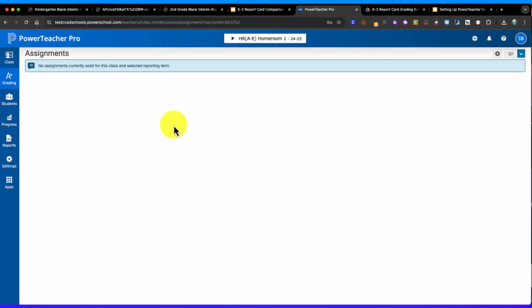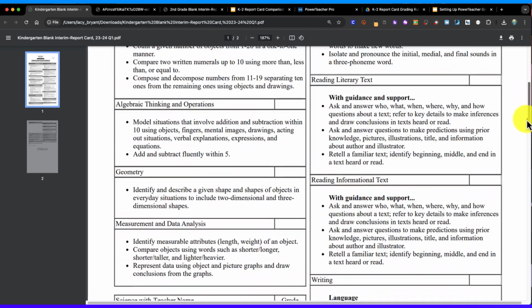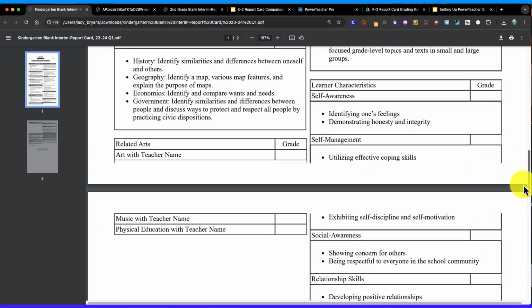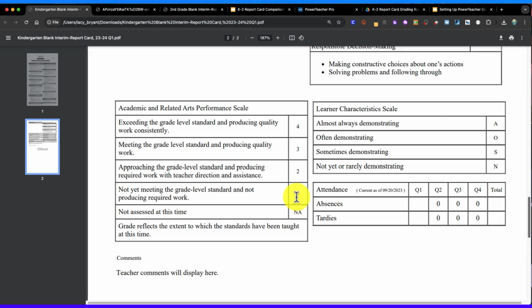Before we jump into PowerTeacher Pro Gradebook and adding grades for students, let's talk about one of the district requirements for grading K through 2 students. All K through 2 students use 2 different grading scales on their report card. On report cards, you can find these at the bottom for families and teachers to know what they look like.